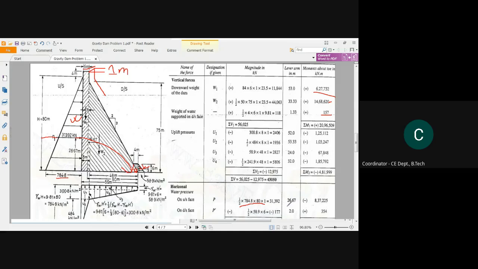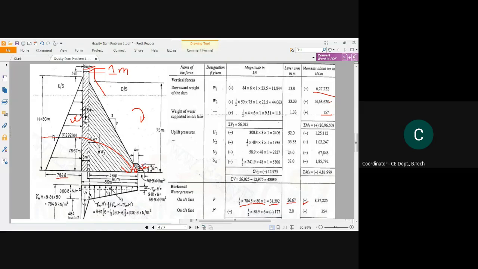So see, 31392 into 26.67 will give me 837225, so 837225 kilonewton meter about the toe. This is in a clockwise direction, so it will have a negative sign.